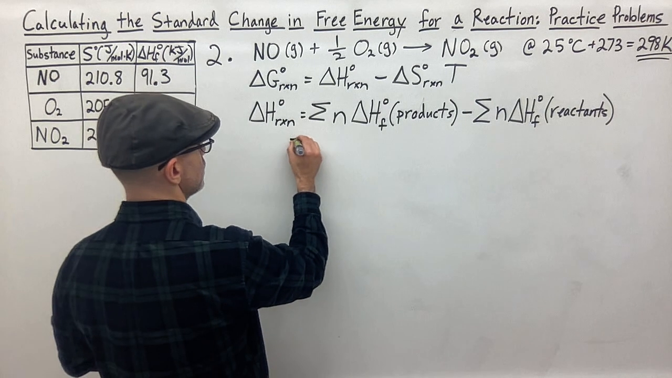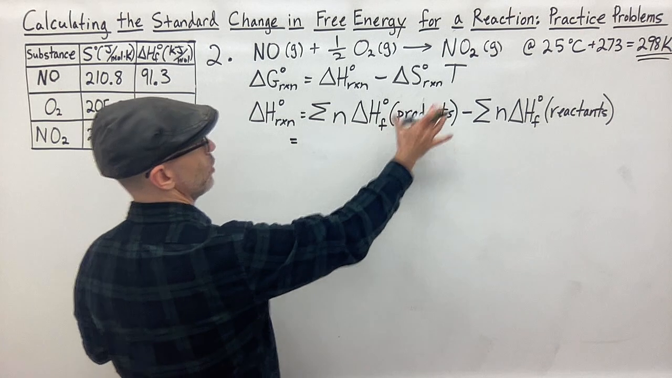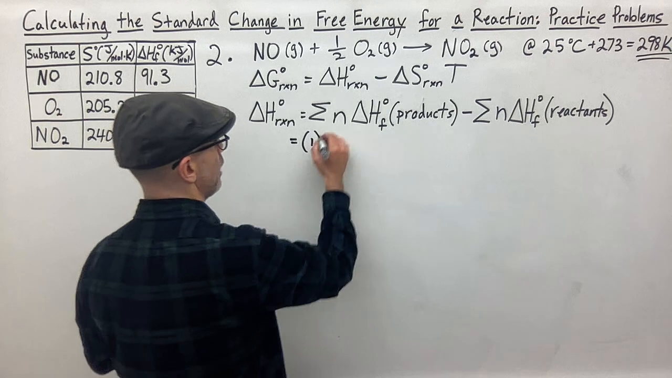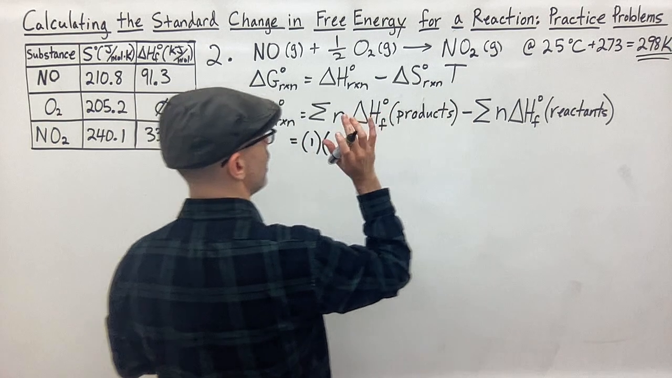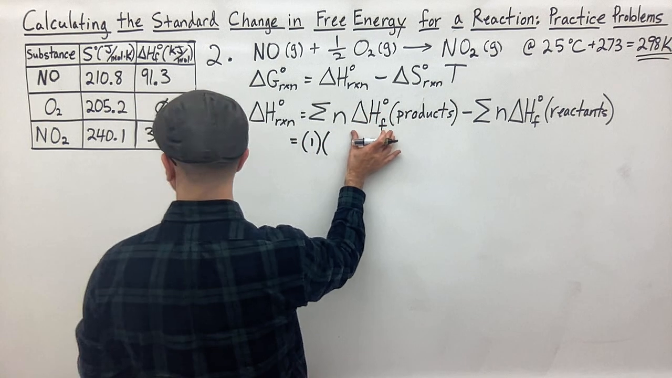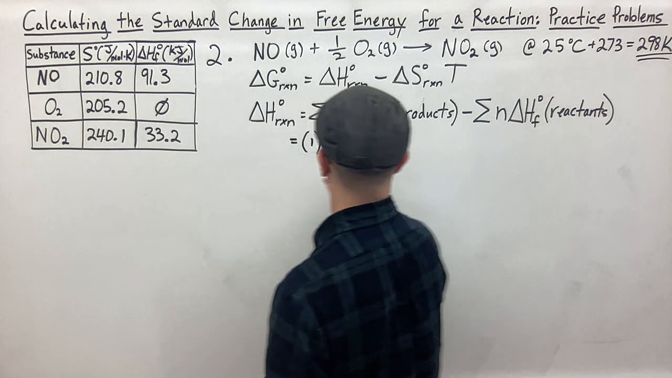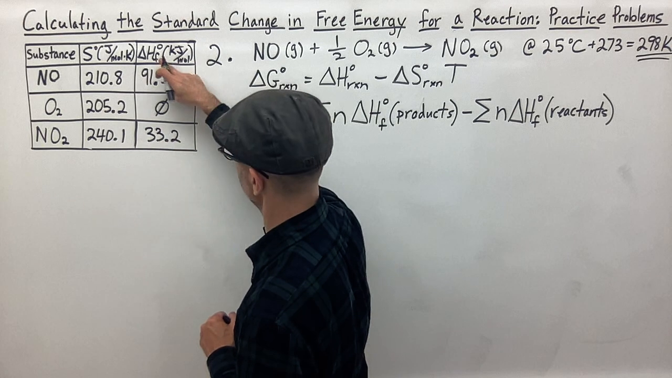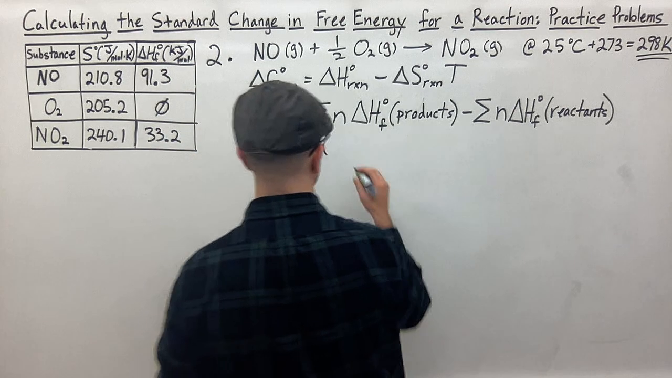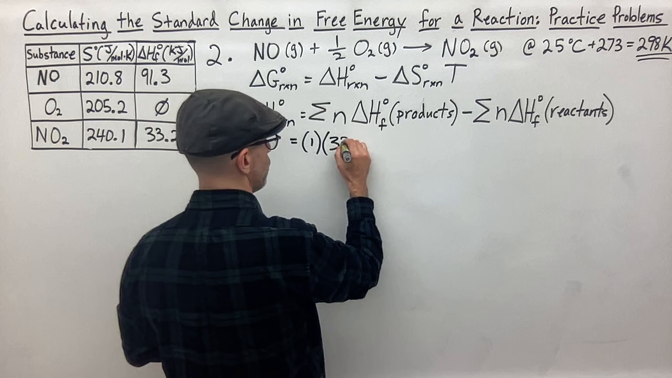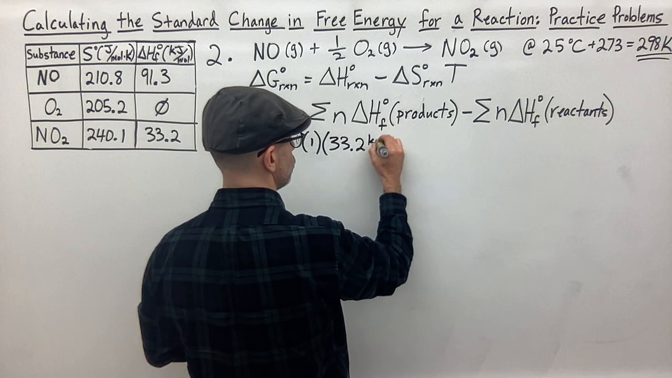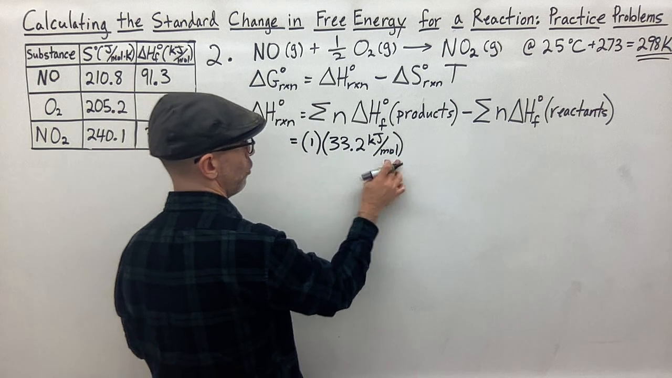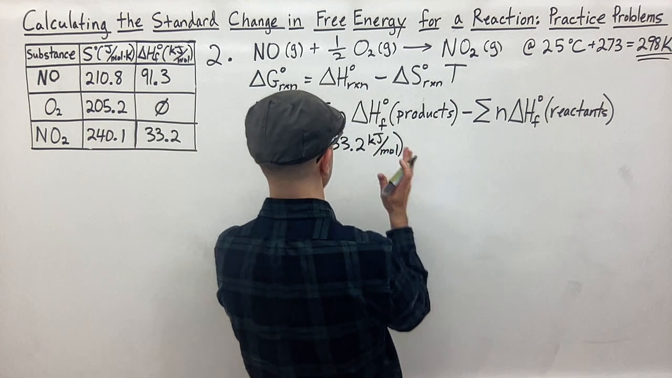So this is going to be equal to, now products, we only have one product. The coefficient is 1, so we're going to put a 1 there, and we're going to multiply that by its standard enthalpy of formation. And so this is NO2. NO2 has a standard heat of formation of 33.2 kilojoules per mole. And here we're multiplying by moles, so moles are going to cancel out. And that's our only product.